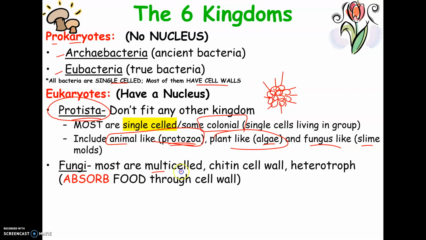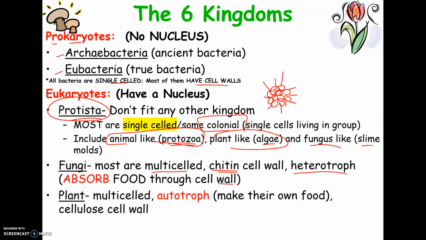Fungi, all multicellular, with the exception, I believe, of yeast. Yeast is actually single-celled. But chitin cell walls, they are all heterotrophic, and they absorb their food. They tend to secrete enzymes that digest the food around them, and then they absorb it through their cell walls. And chitin is the pronunciation, by the way, of their cell wall. It's not chitin, it's chitin.